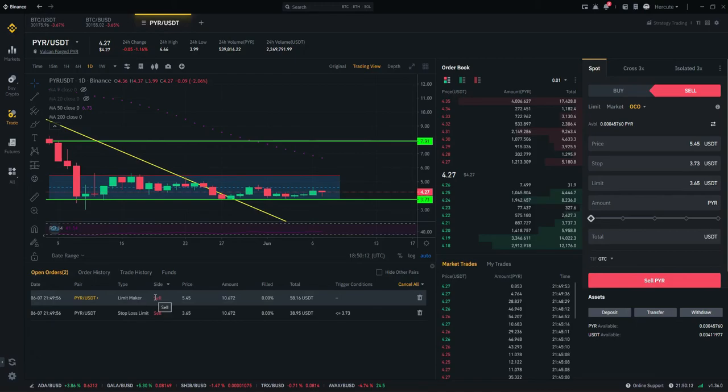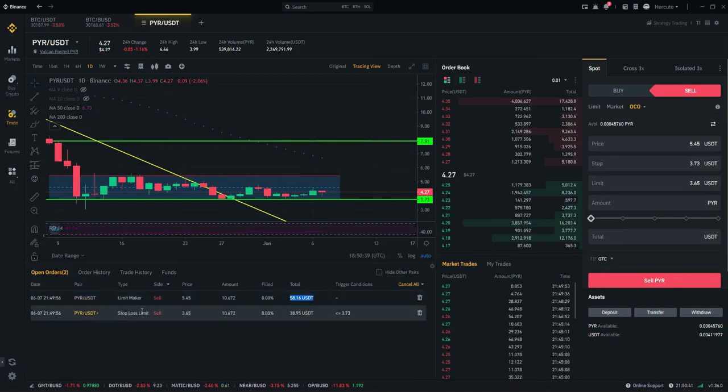We want to sell our PYR at the price of 5.45. Remember, you take profit by selling. Okay? And we want to sell 10.672 PYRs. And when our order gets filled 100%, we are going to get back 58.16 USDT, or dollars, if you like.